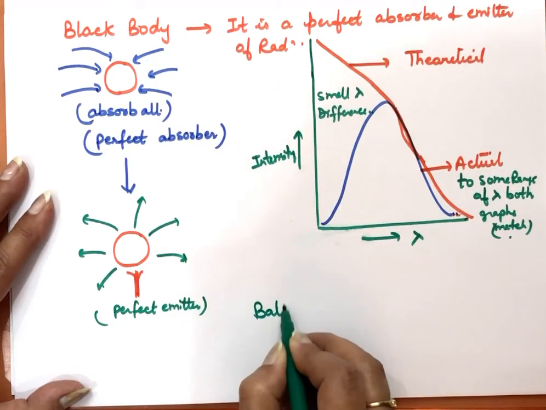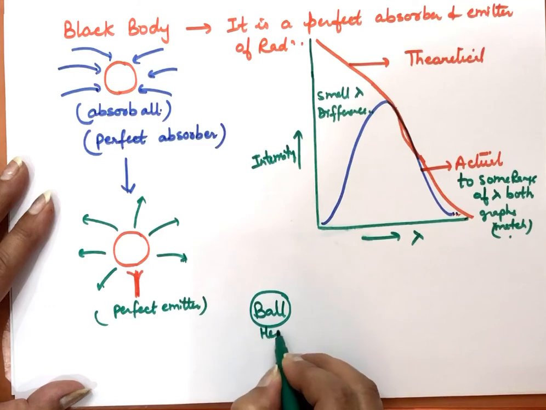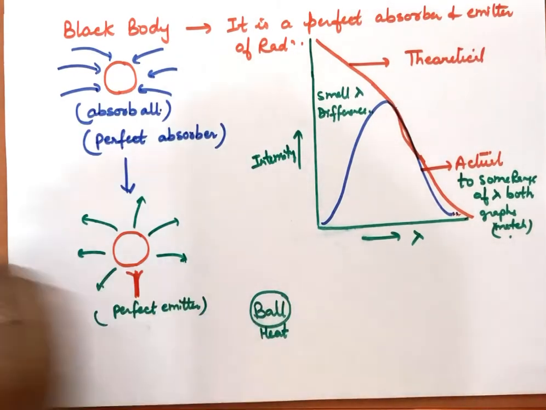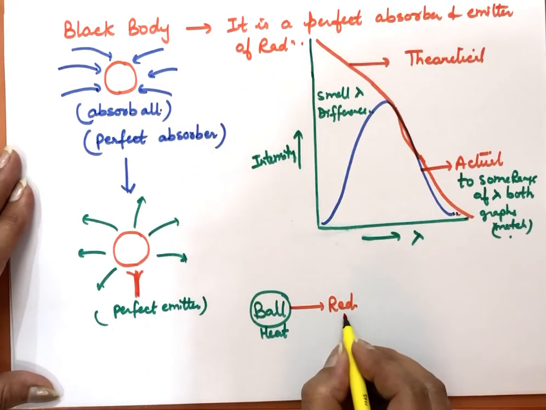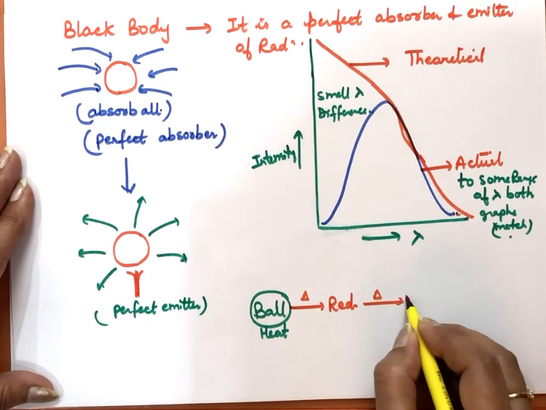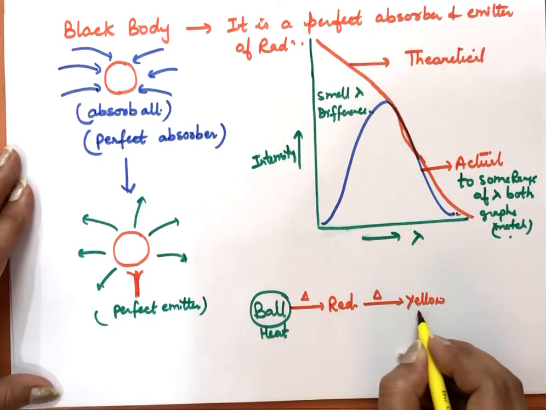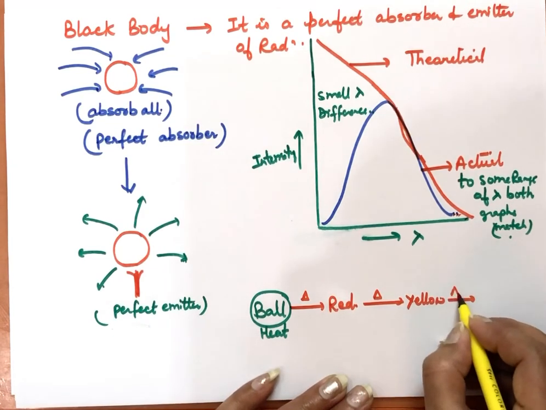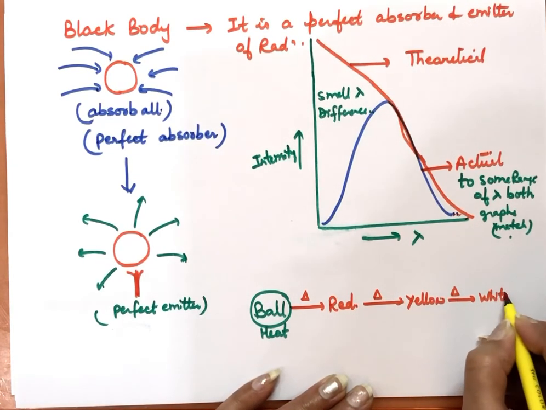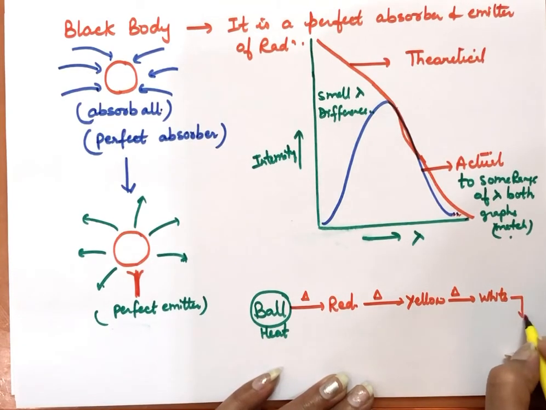Similarly, if we take an iron ball and heat it, first of all its color is red. That means maximum radiations of red wavelength it is emitting. Now further heat it and the color will change to yellow. That means on further heating, the radiations emitted maximum are of yellow color. On heating further, the color will become white, so the radiations of all colors are emitted. On further heating, this becomes blue. That means at this time, the maximum radiation emitted is of the blue wavelength.